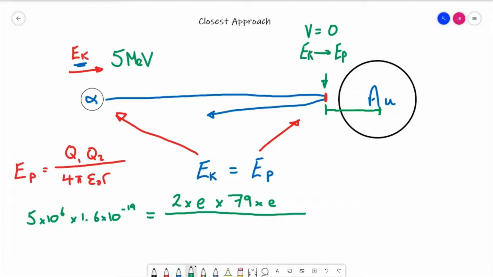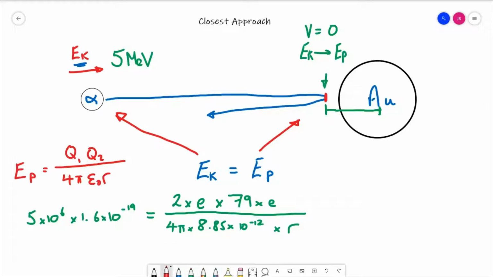We're now going to divide that by all of our constants, 4 pi times epsilon naught, which is 8.85 times 10 to the minus 12, and that is multiplied by r. Now we will obviously be doing a little bit of rearranging. We'll be multiplying both sides by r, and we'll be dividing both sides by everything we've got on the left hand side.